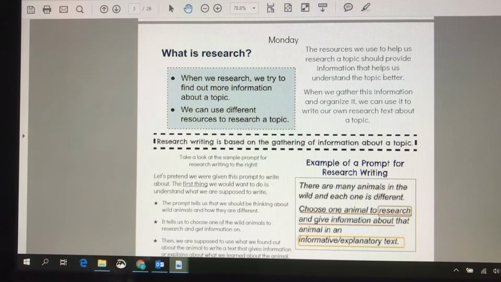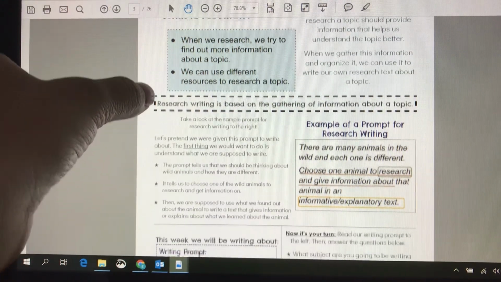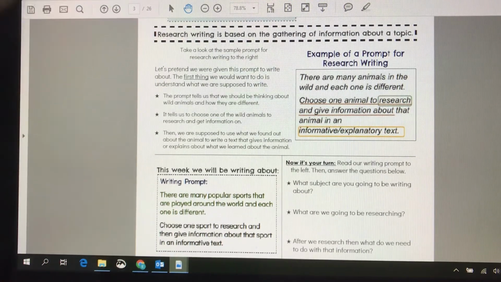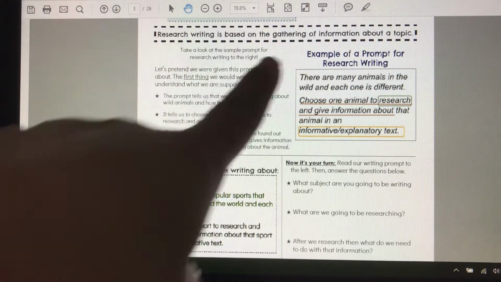When we gather this information and organize it, we can use it to write our own research text about a topic. So we've done this before as first graders. We've read about a topic and then we've written information that we learned about it. Research writing is based on the gathering of information about a topic. So we gather information. Take a look at the sample prompt for research writing to the right.